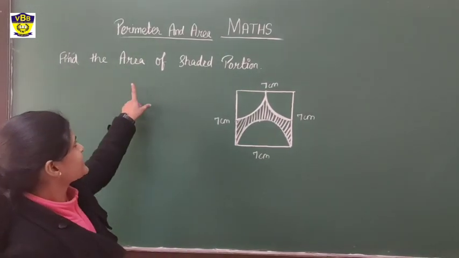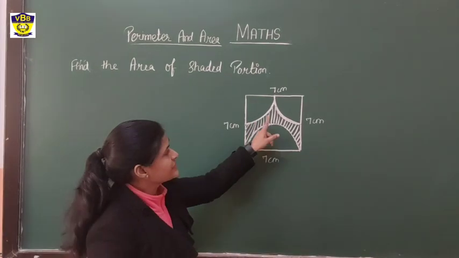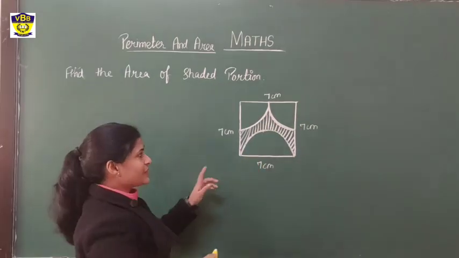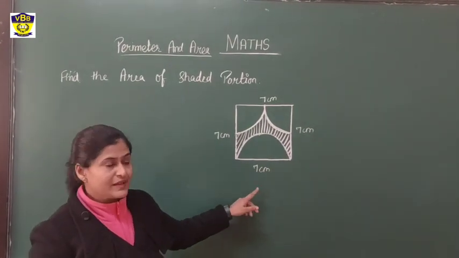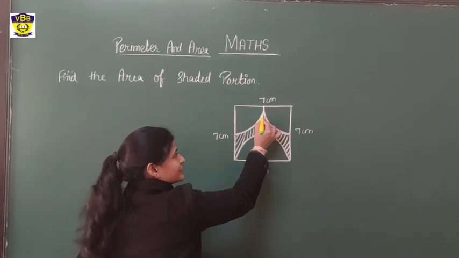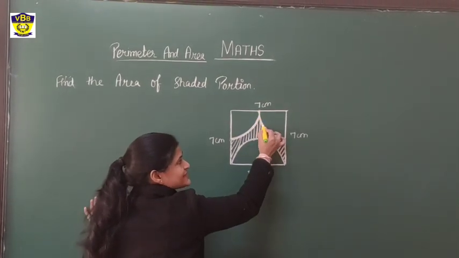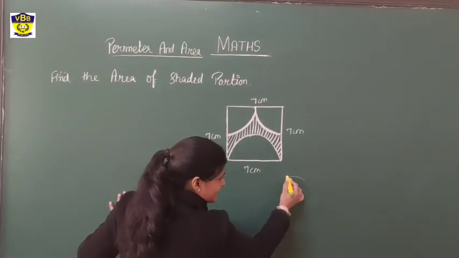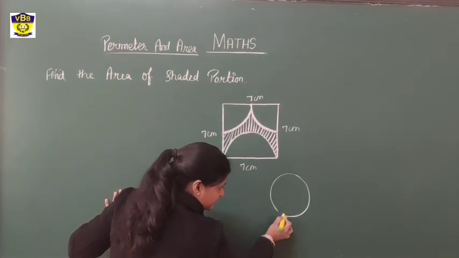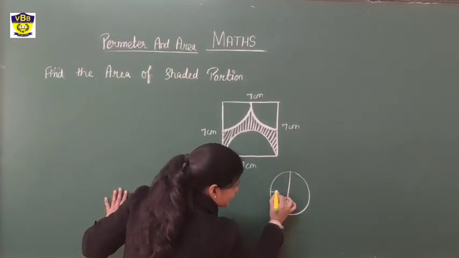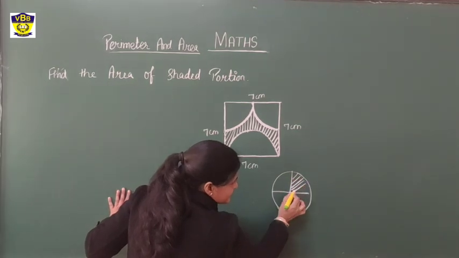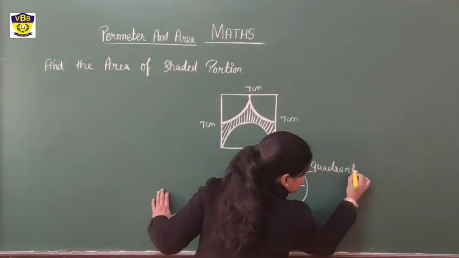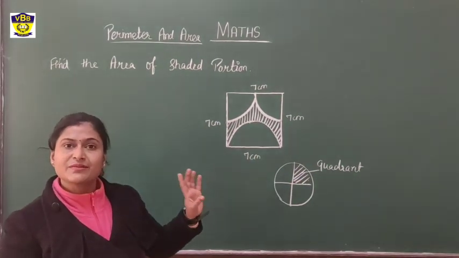So here our next question is, we need to find out the area of the shaded region. It is given, it is a square because all the sides are equal. So this is a square, and these two quadrants are given. What is a quadrant? 1/4 of a circle. If we make a circle, this 1/4 part of a circle is called a quadrant.